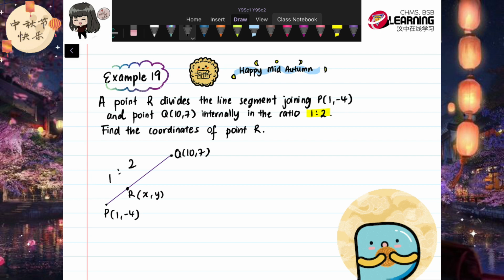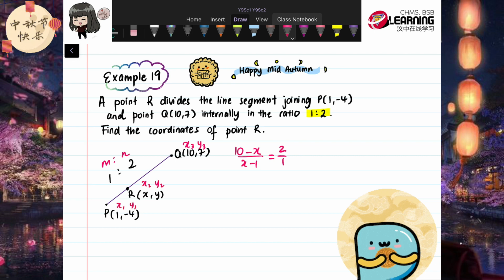So to find the coordinate of R, if you want to find the x first, you take the third one minus the second one over the second one minus the first one. So 10 minus x over x minus 1 is equal to 2 over 1. It's going like that. Or if you want to use the formula, then this will be your m, this is your n, this is your x3, y3, x2, y2, and this is your x1, y1.